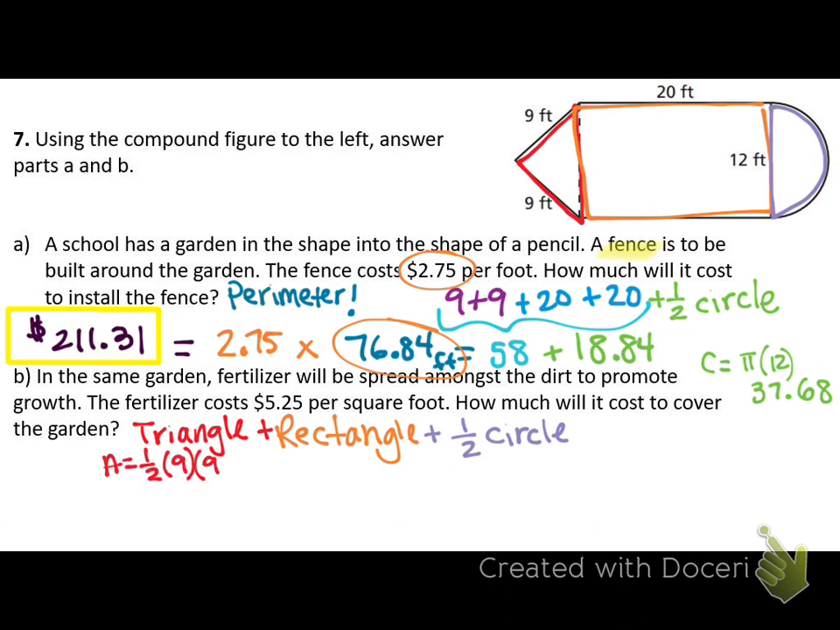One half times base times height. It doesn't matter what order you multiply in. You could do 9 times 9 and then times a half, or half times 9. It doesn't matter. Either way you do it, you get 40.5. That accounts for the triangle. The rectangle, we're going to do length times width. The length is 20 and the width is 12. So 20 times 12, which is 240.